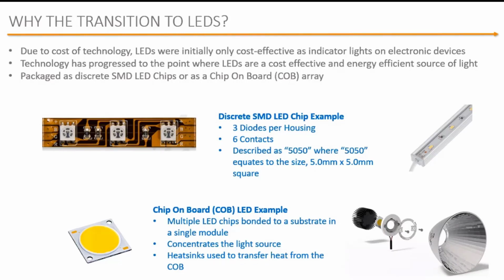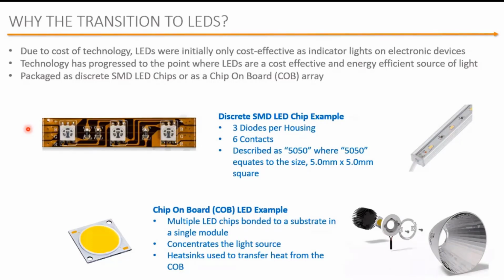Down at the bottom is the chip-on-board LED. It provides high concentrated light. It also produces a concentrated amount of heat, and it's typically mounted along with a heat sink. The reason why there's been such phenomenal growth in LEDs is that they're much more energy efficient.